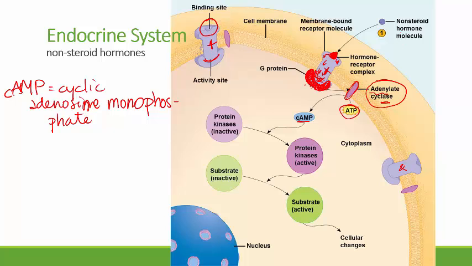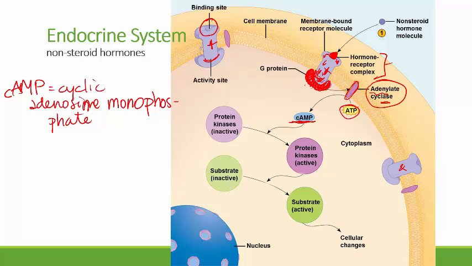All right, so let's just review what we've seen so far. The nonsteroid hormone will bind the receptor, forming this version of the hormone receptor complex. The receptor will change its activity site. It becomes activated, which gets the G protein activated, which in turn activates adenylate cyclase, which will then do a chemical reaction in which ATP is converted into cyclic AMP. All right, so far so good?